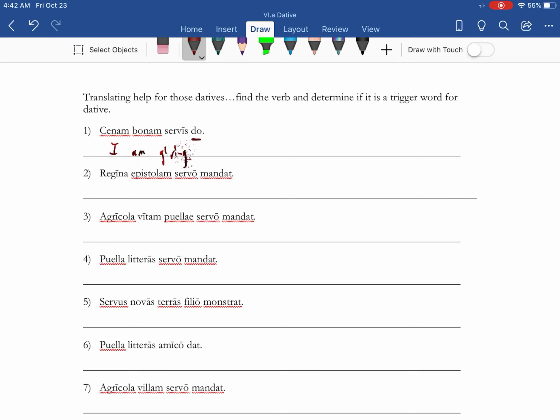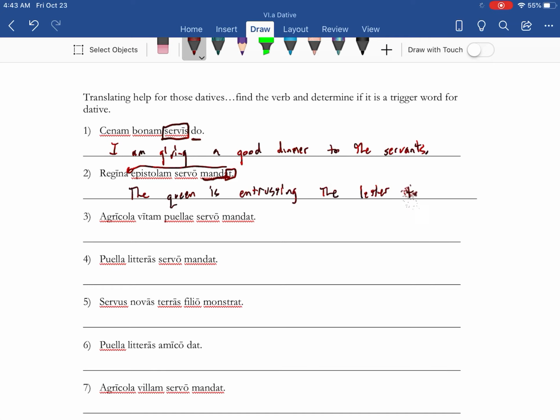I am giving because the O is I. And this right here, the long is our dative. Dative trigger word right there. RT is he, she, or it, which is going to be the queen. And then dative 2 or 4.